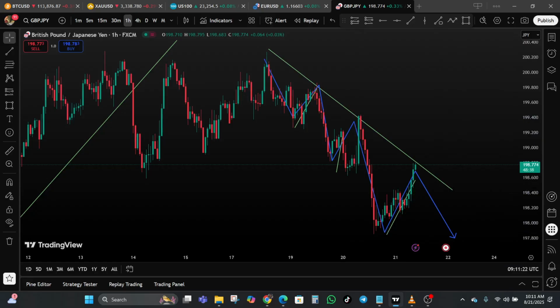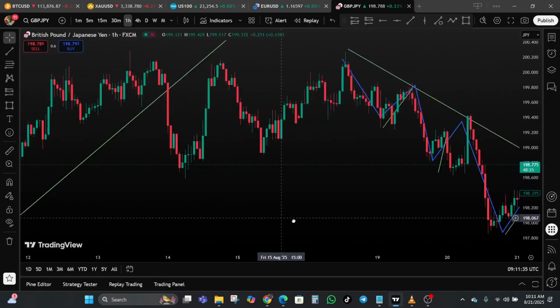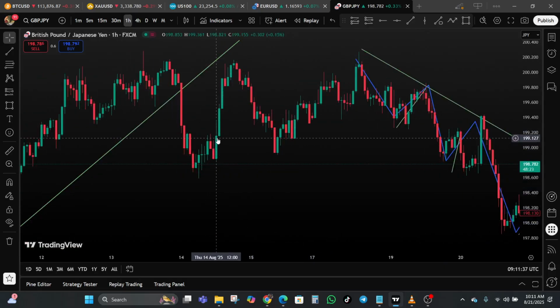The second step is looking for displacement. Okay, displacement occurs when price makes an impulsive move that creates an imbalance or fair value gap in the market. For example, you can see how this impulsive move created an imbalance.